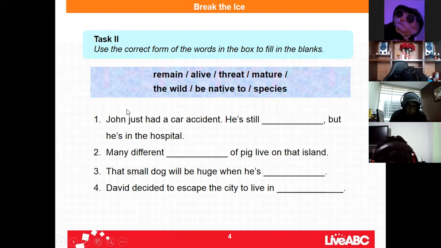We're going to resolve number 1. John just had a car accident. He's still alive, but he is in the hospital. Alive. Bien, sí, alive, pero él está en el hospital.